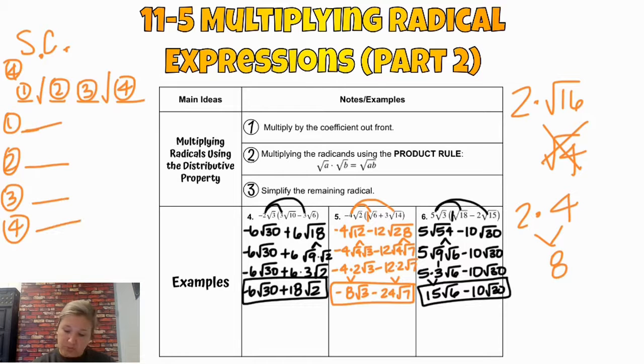Okay, so in the first blank, if I'm writing skill check problem number 4 right here, the first blank is going to be -6. The second blank is going to be 30. The third blank is going to be +6. And then the fourth blank is going to be a 2. Okay, so for the coefficients, you need to make sure you write the signs, but not for the radicands, because they will always be positive. So you don't have to worry about that. But for the coefficients, you do want to make sure you write those signs.